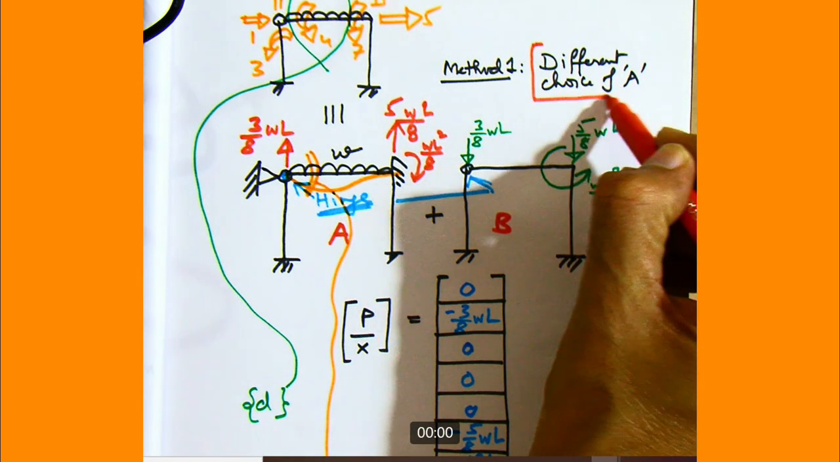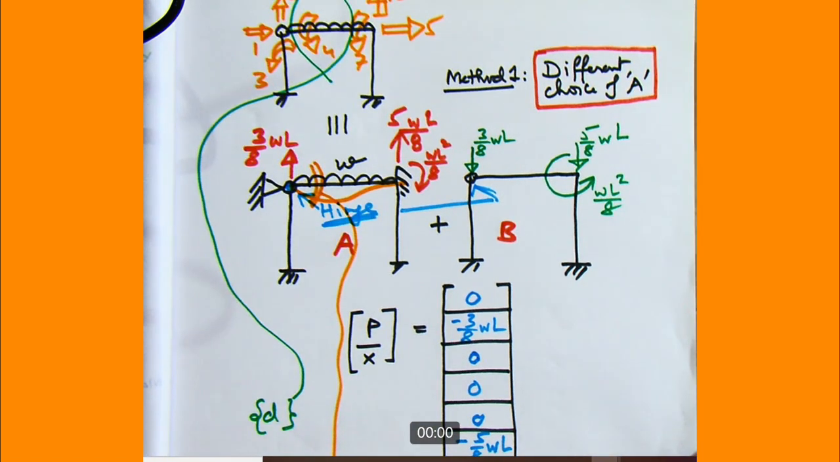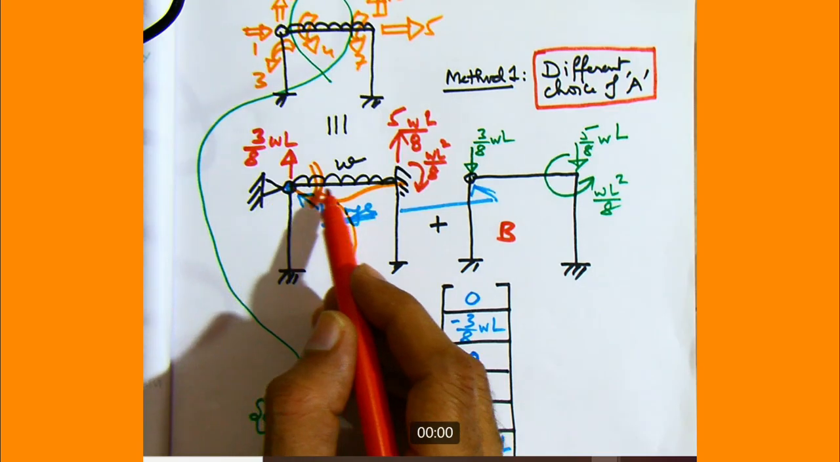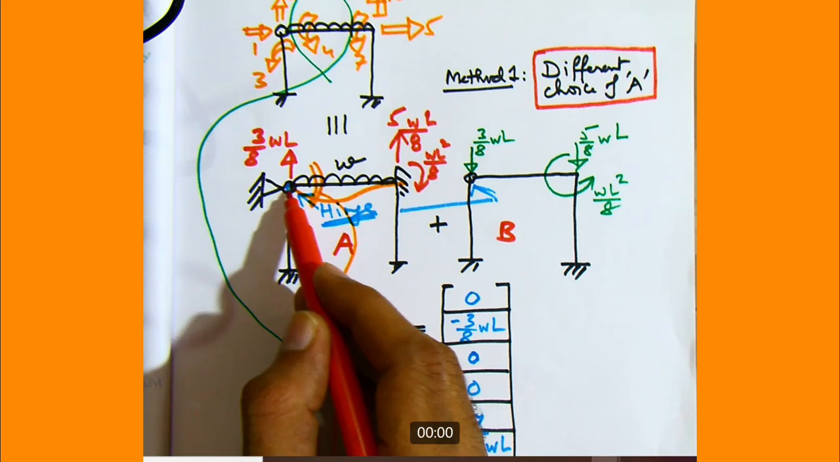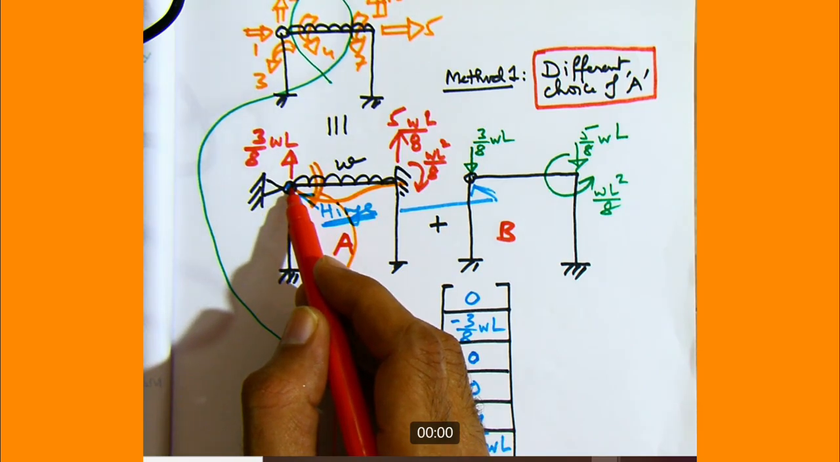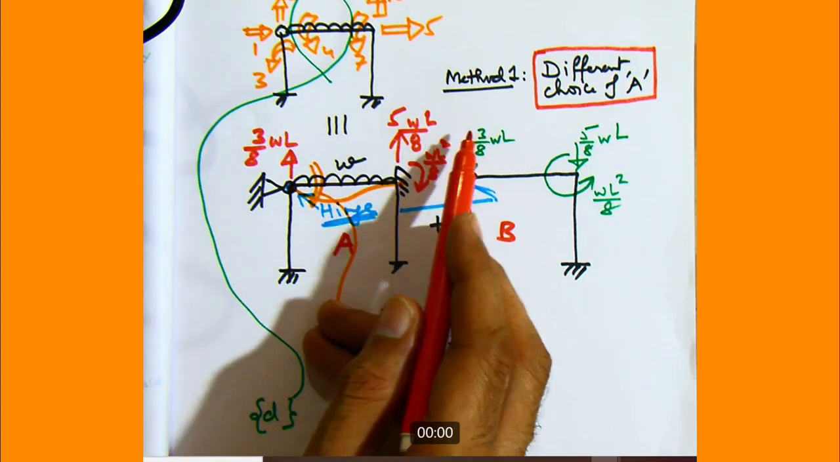So what we have done, we have applied fixity, but we have not locked the hinge deliberately. So the hinge is like this, and because we have not locked it, the reactions are different: 3 by 8 WL, 5 by 8 WL, and WL square by 8, because it's like a propped cantilever case.